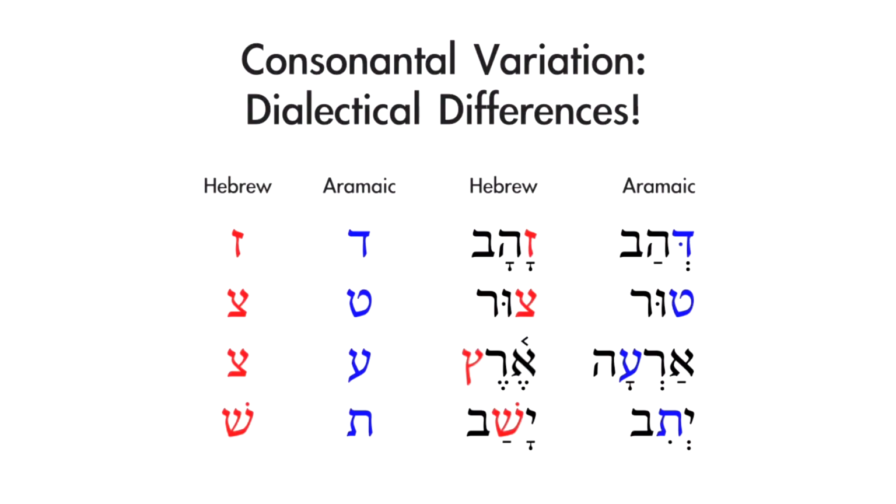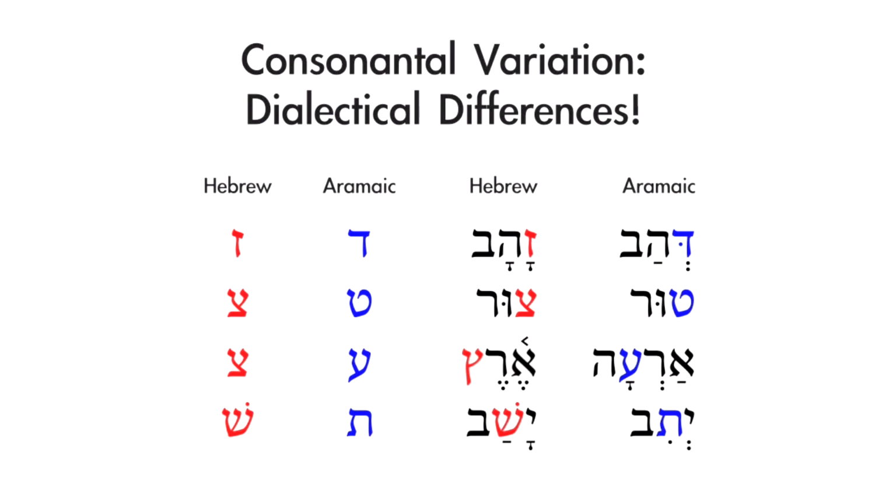Look at your screen with me. The first thing that we're going to see are consonantal variations based upon dialectical differences. There are three consonants in Hebrew that may be represented differently in Aramaic. Now, these consonants are related, Hebrew to Aramaic, but they are represented differently in the Aramaic system. Understanding these slight differences is intended to help you build your vocabulary without thinking you're memorizing new words every time.